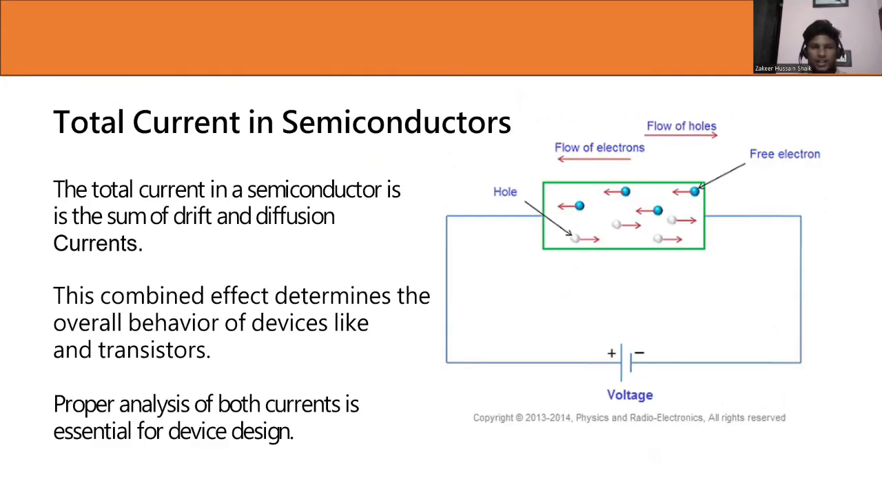Total current in semiconductors. The total current in a semiconductor is the sum of drift and diffusion currents. That's why we should know drift current. This combined effect determines the overall behavior of devices like transistors. Proper analysis of both currents is essential for device design.